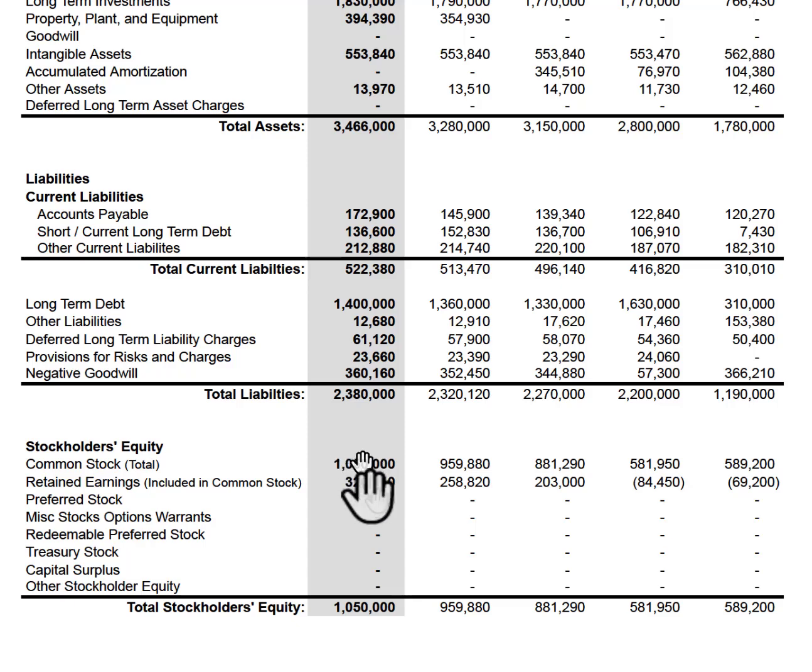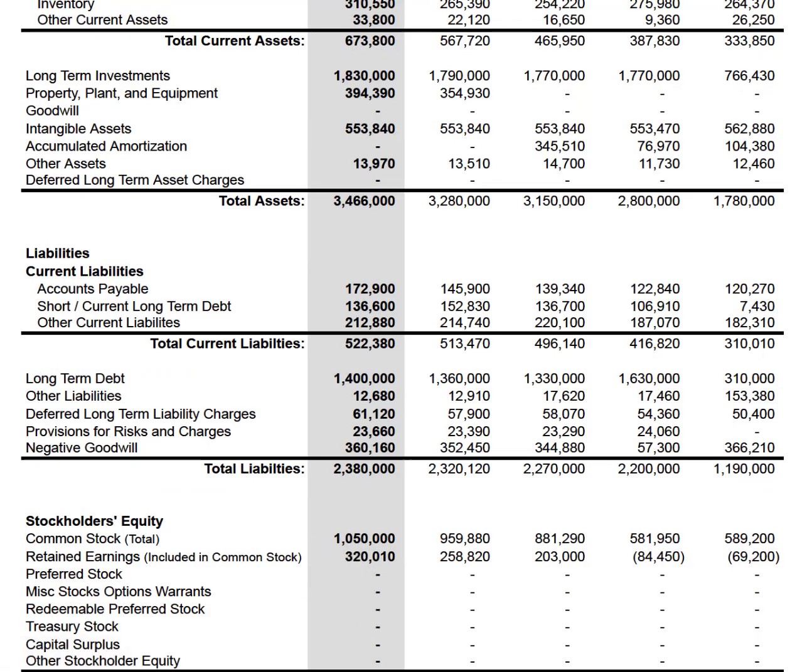1,050,000. Now, it looks kind of confusing because you would think that these two numbers would be added. But see where it says retained earnings are included in the common stock equity. So 1,050,000. So we go back to the presentation.